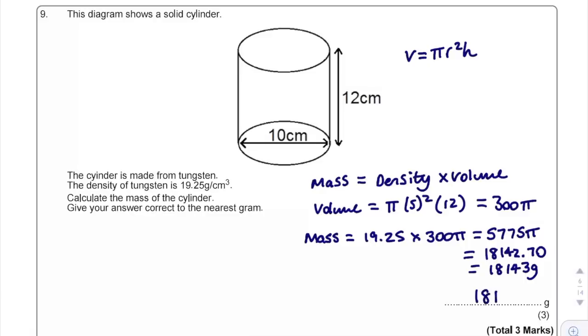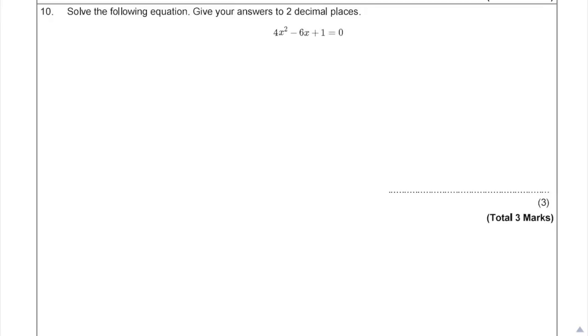So that is our final answer. Question 10 says solve the following equation, give your answer to 2 decimal places. We've got 4x squared minus 6x plus 1 equals 0. Well now, if I try to factorise this by inspection, I know that 1 only has factors of itself. So this isn't really going to be that easy to do by inspection.